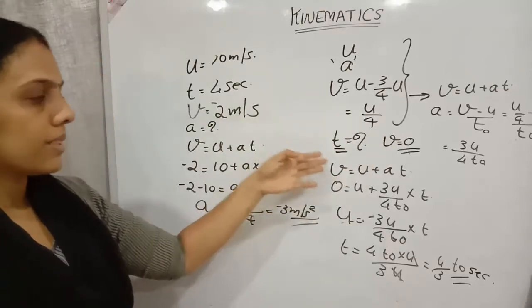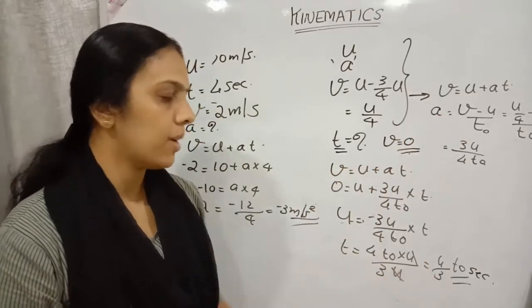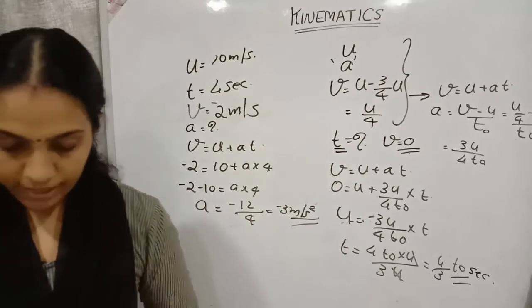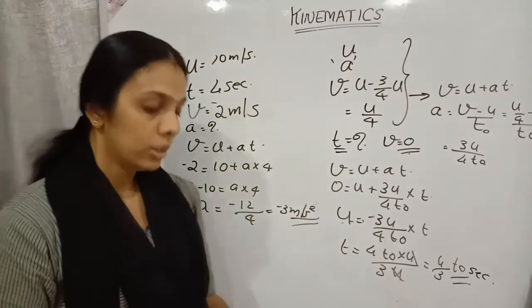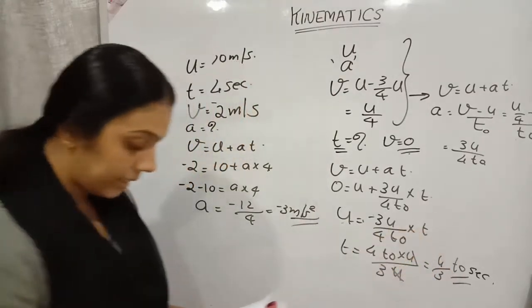So for that we can substitute with the given acceleration and we'll be getting the value as 4 by 3 t0 seconds. So we will now check the answer. Yes, it's A, 4 by 3 u t0. So u is not there, 4 by 3 t0.